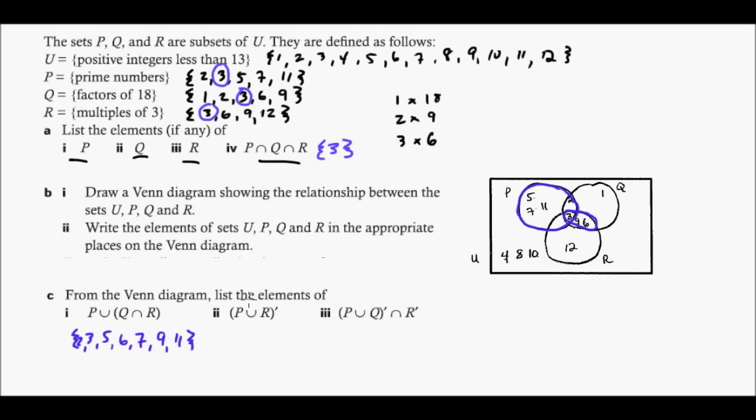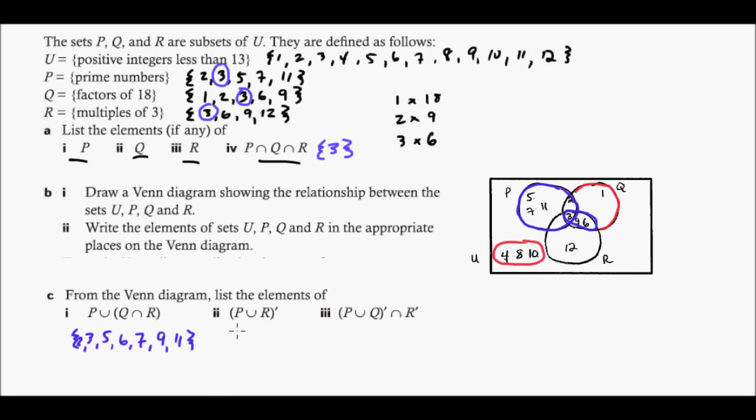Now, not P union R. Okay, so P union R is right here. So they're saying everything that's not P union R. So what they're looking for is not P union R. So they're looking for this right here, and they're looking for these right here.